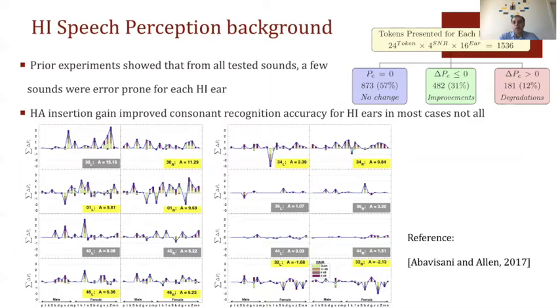Here is a study that we did a while back. This shows that if we provide hearing amplification, the insertion gain based on the hearing loss profile, it can improve about 30%. In this study, it improved 30%. It didn't matter for more than 50% of the cases, where the sound didn't have errors at all. But for 12% it degraded.